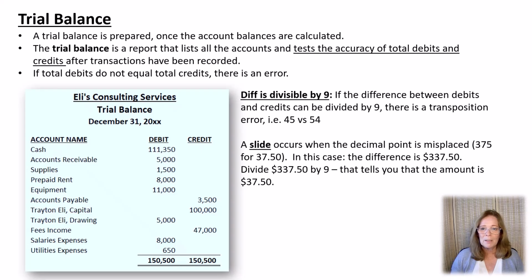Other errors would be, for instance, you recorded a debit, but you forgot to record the credit. That's typical as well. That is why after the trial balance has been prepared, we double check that the total debits equal the total credits. For our trial balance here, the total debits of $150,500 equal the total credits of $150,500, and we're now ready to prepare the financial statements. So don't forget that important step. Double check that your debits equal your credits.